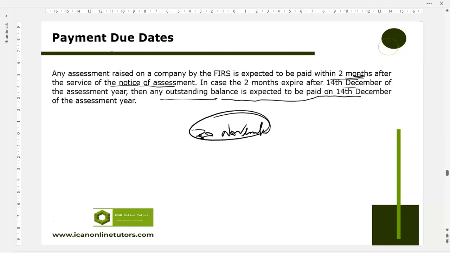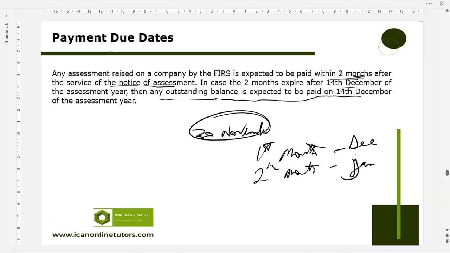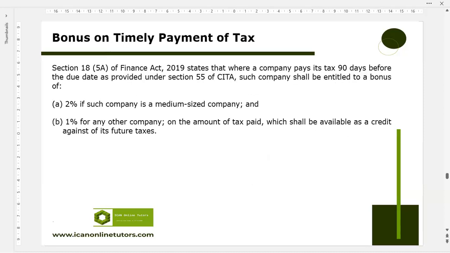So the next month is December, which happens to be the first month. Okay. So you're expected to pay the money, but if you could not pay, you still have a grace of 1 month. But in the case where the 2 months will expire after 14th December, this first month now is December. And if you are looking at the second month, when will that be? That would be January of the following year. So what this means is that you must pay all the money before 14th of December, because the FRS will also have to close their books. You understand? The FRS will also have to close their books.